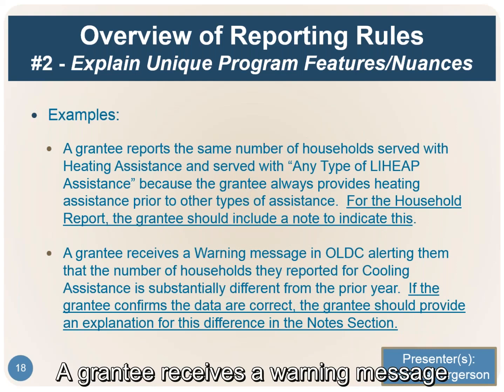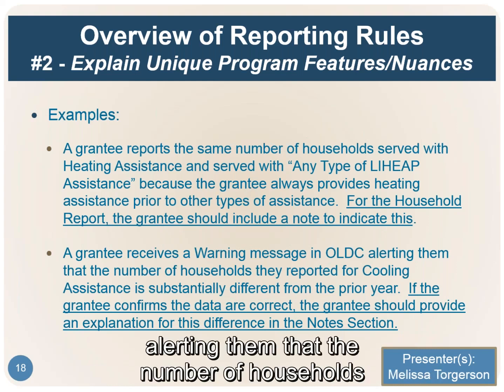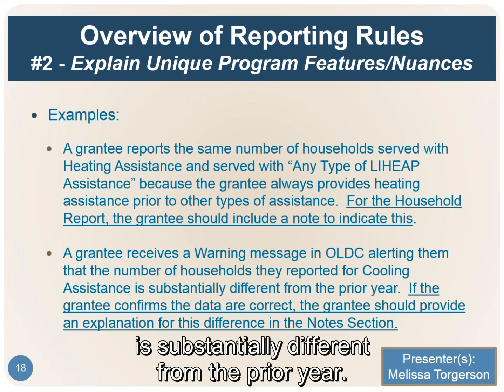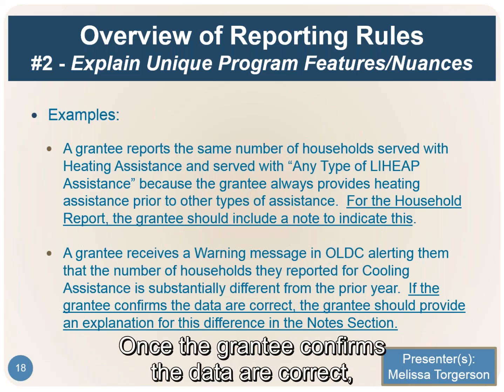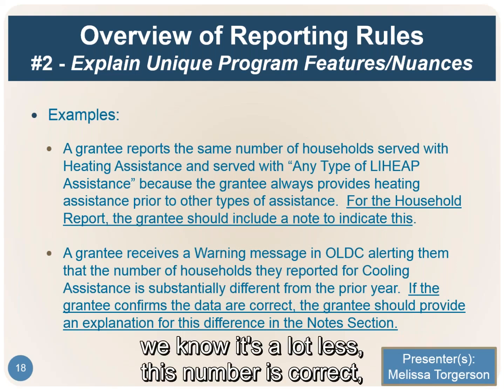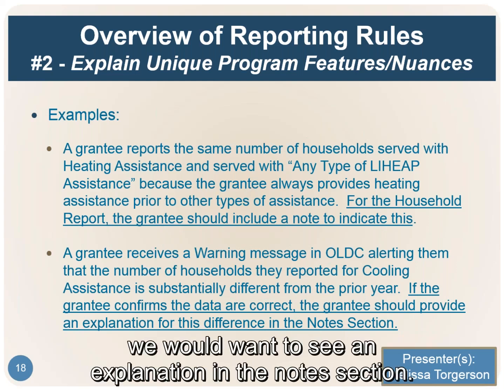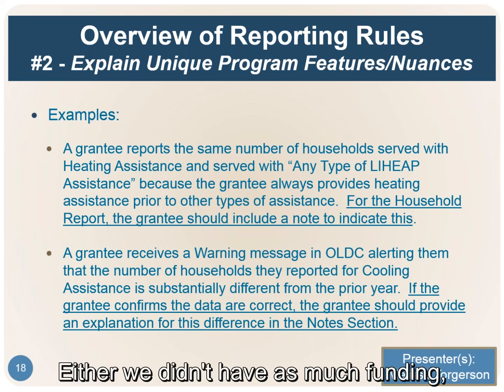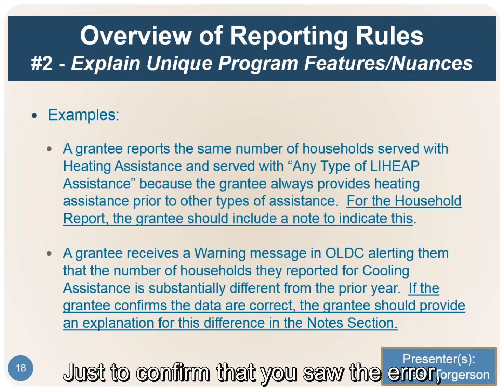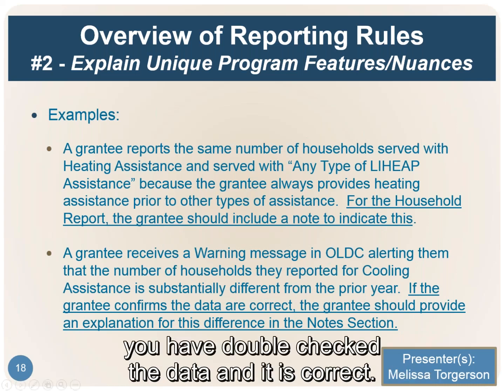A grantee receives a warning message alerting them that the number of households they reported for cooling assistance is substantially different from the prior year. Once the grantee confirms the data are correct, if you've gone in and said, yes, we know it's a lot less, this number is correct, we'd want to see an explanation in the notes section. Either we didn't have as much funding, we didn't serve as many households, whatever it is, just to confirm that you saw the error, you've double-checked the data, and it is correct.